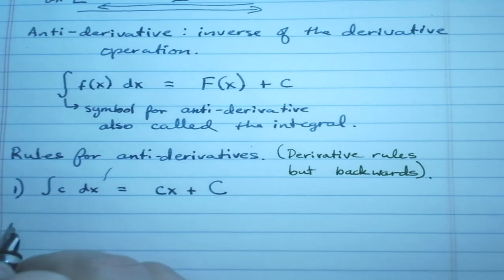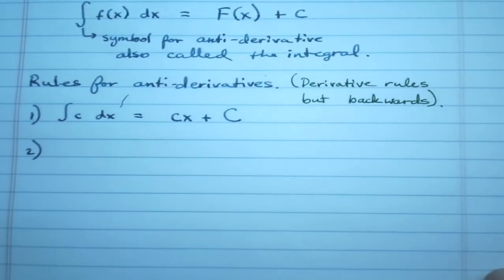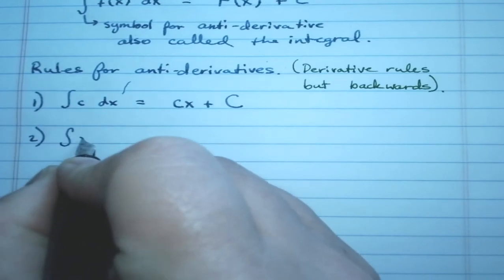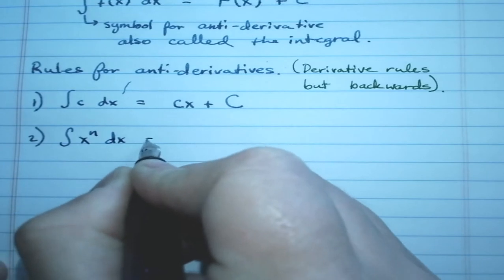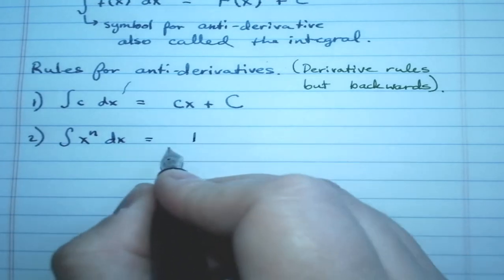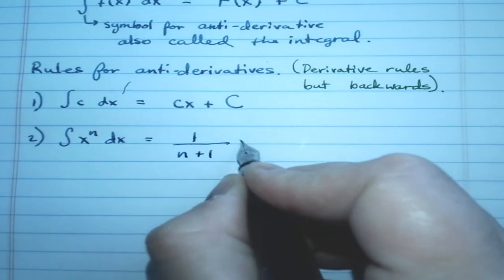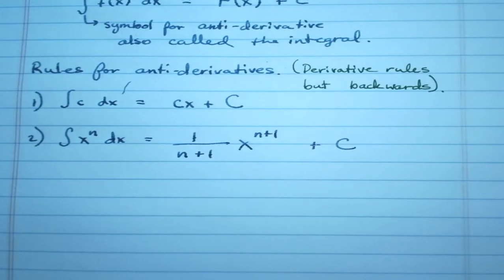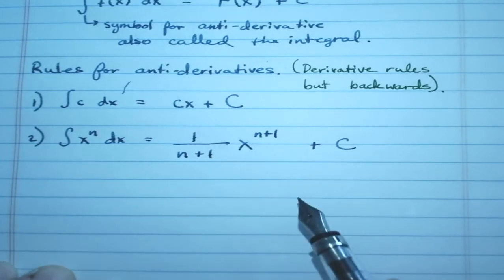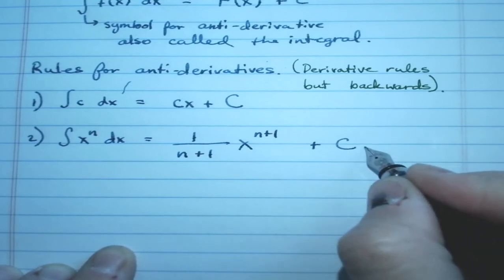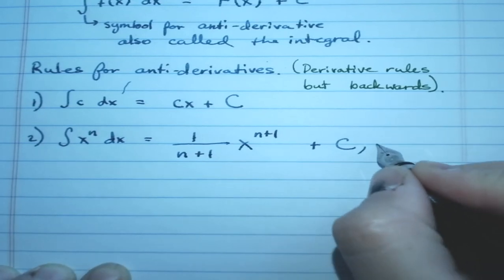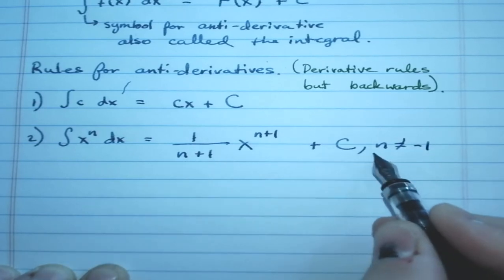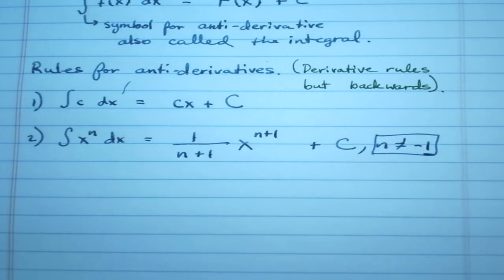Rule number 2. The integral, or the antiderivative, of x to the n with respect to x is going to be 1 over n plus 1 times x to the n plus 1, plus c. And then we have to add one thing: n cannot equal negative 1. Why? Because that would make this denominator 0, and bad things happen when you do that. So n cannot be negative 1.